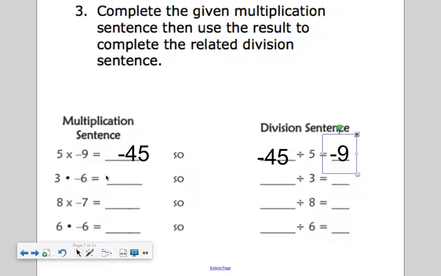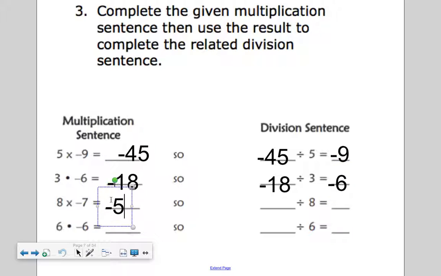3 groups of 6 negatives. So I have 3 groups of 6 negatives. 6 negatives, 6 negatives, 6 negatives. That's negative 18. So if I have negative 18 and I divide it into 3 groups, each group will receive 6 negatives. 8 groups, 8 times negative 7, or 8 groups of negative 7 will be negative 56. If I have 56 negatives and I divide it into 8 groups, each group will receive 7 negatives.